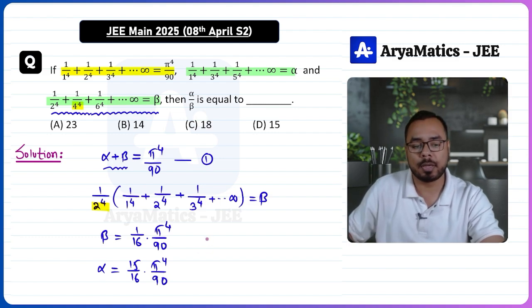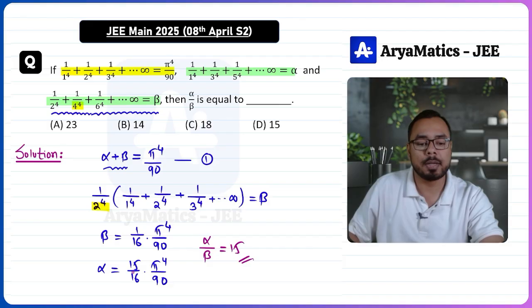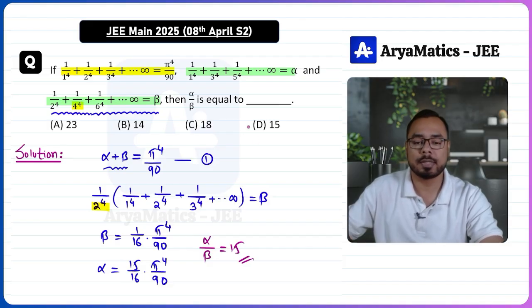And now the problem is we need to find alpha by beta. So clearly you can see that everything will cancel, and alpha by beta, this will become 15, and hence the correct answer for this problem will be option D.